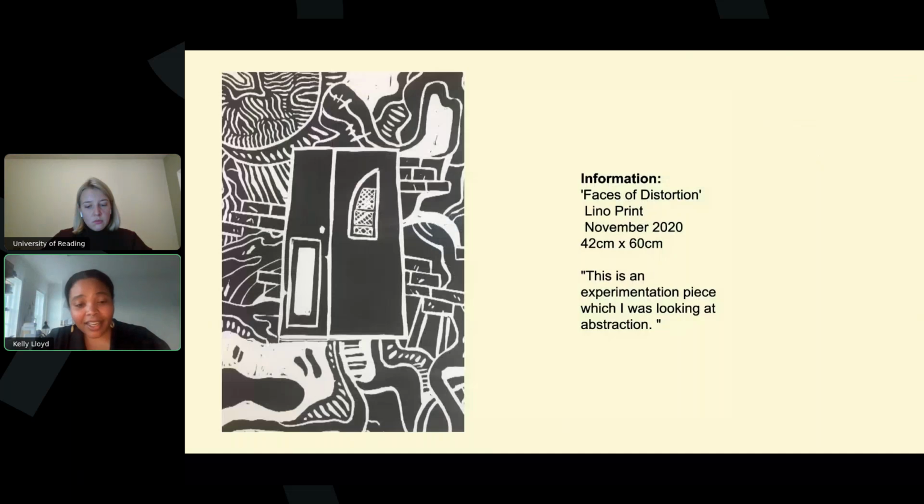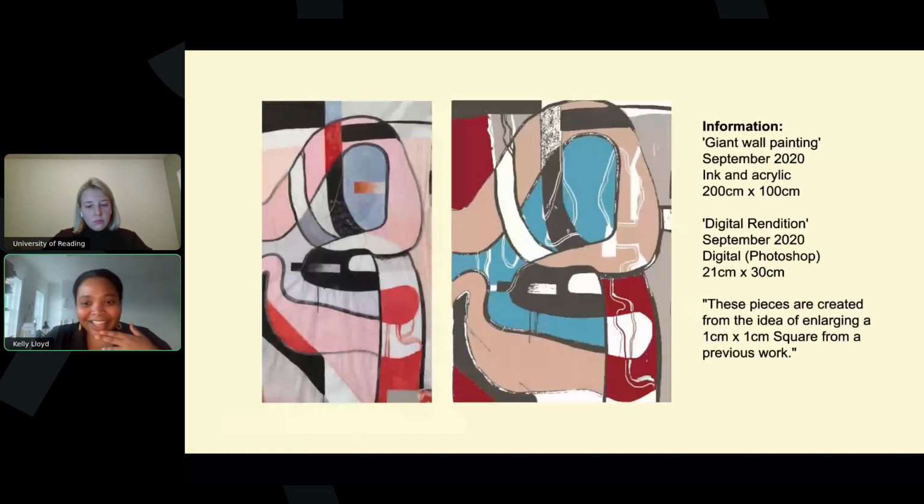So here, Isabel's also trying things out in terms of linoprint, printmaking, as a demonstration of an interest in printmaking, some experience in printmaking. Here, Isabel Small writes, these pieces are created from the idea of enlarging a 1 centimeter by 1 centimeter square from a previous work.